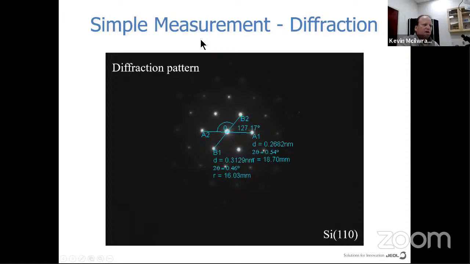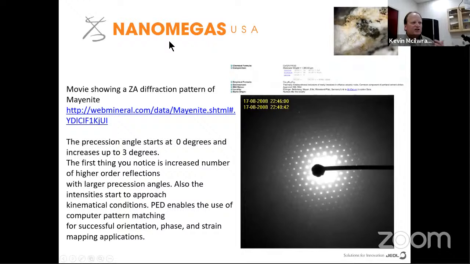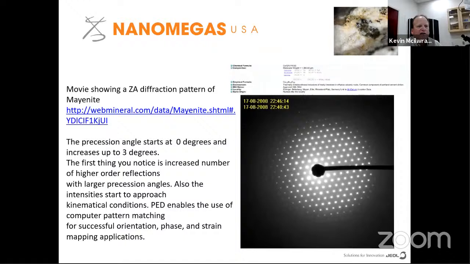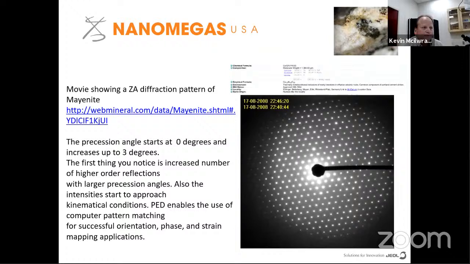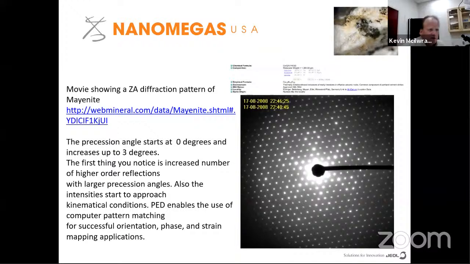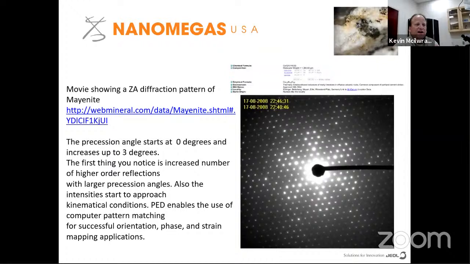Now there's a company called NanoMEGAS that sells diffraction-specific packages that you can purchase. And you do what's called precession. Instead of getting this normal pattern, this actually precesses the beam around through larger angles, and we build up this large diffraction space image. We get a really good representation of the crystallinity of what's going on, and we can look at orientation, phase, and strain. So very cool stuff.